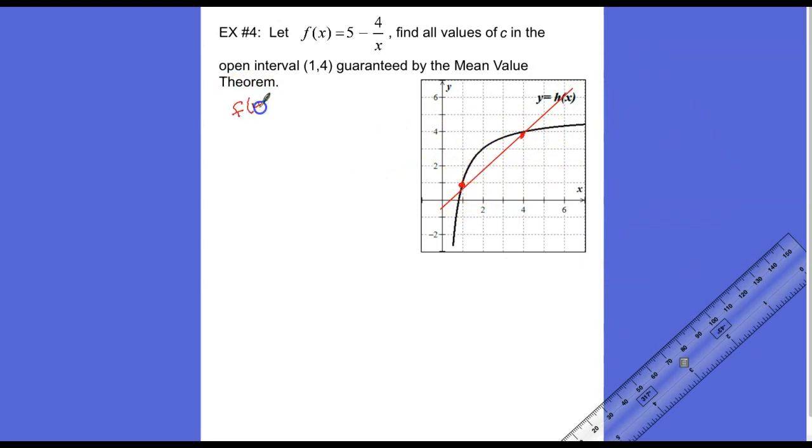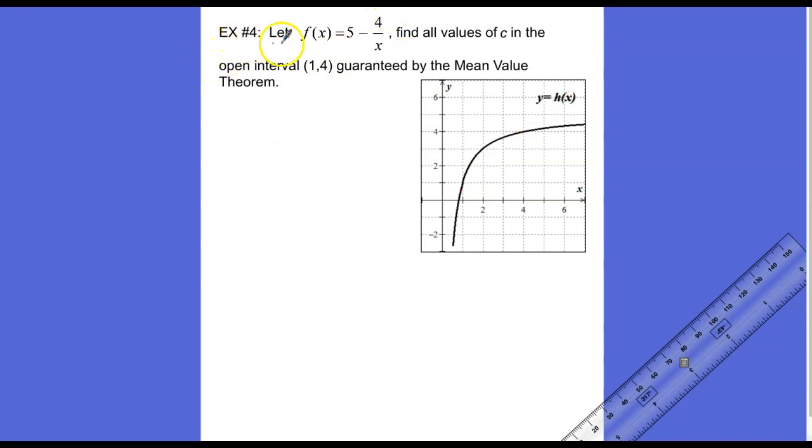f of 4 minus f of 1 over 4 minus 1 is equal to the, so this is average rate of change. This is going to be equal to the instantaneous rate of change for some unknown value c. Well, the instantaneous rate of change is given by f prime of x. So if we take the derivative of this function, this is 5 minus 4x to the negative 2.